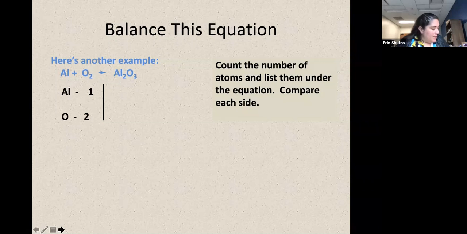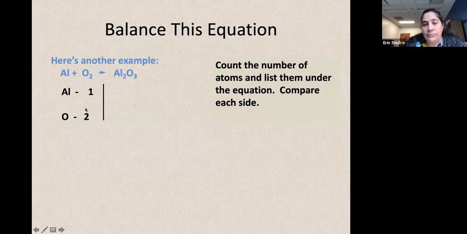So hopefully on the left, you got 1 aluminum and 2 oxygen, right? We don't have any coefficients. There's no coefficients out here. There's a little imaginary 1 down here next to the aluminum, and there's a 2 next to the oxygen. So that means we have 1 aluminum and 2 oxygen.